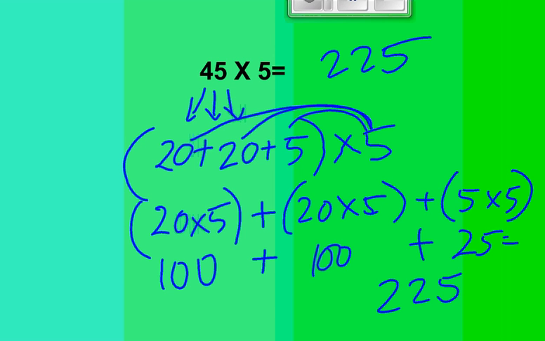So now we're going to take this strategy and the other strategies that we've learned, or the other properties of multiplication that we've learned, and we're going to apply that to word problems. And this is also going to help third graders as they move along in math.